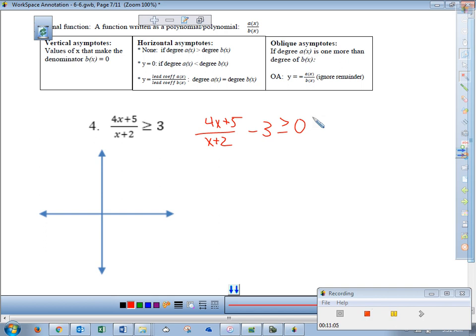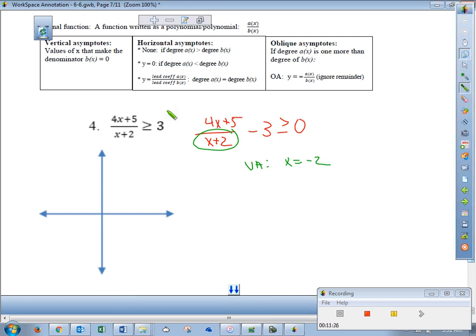Sweet. Let's find some asymptotes since this is a rational situation. Vertical asymptote. Still got a denominator here, right? Where would that puppy be at? X equals -2. Horizontal asymptotes. Read him first.